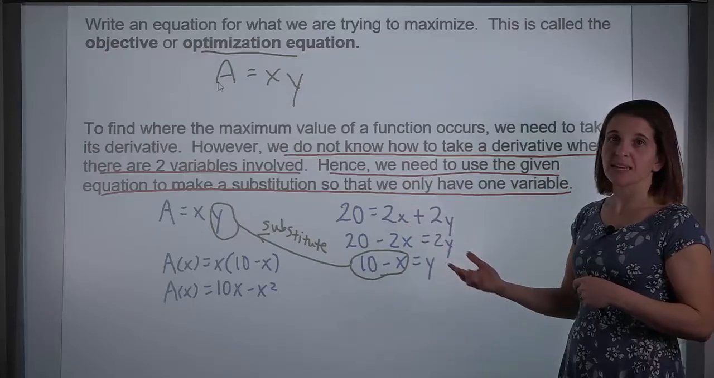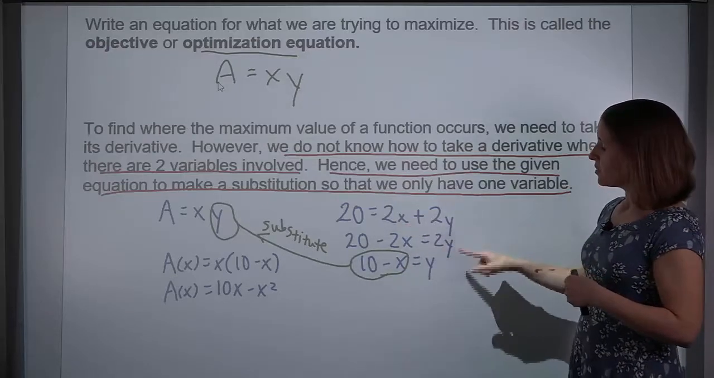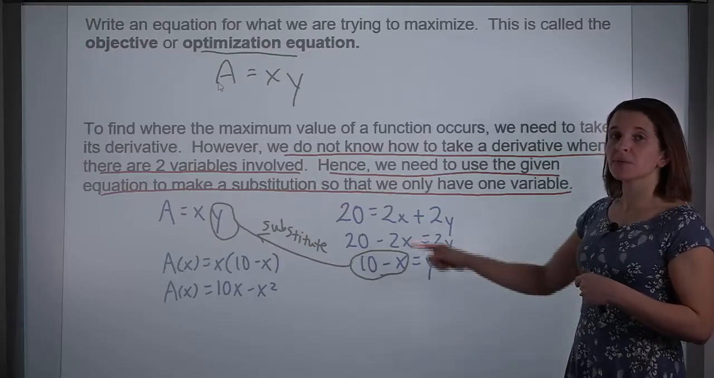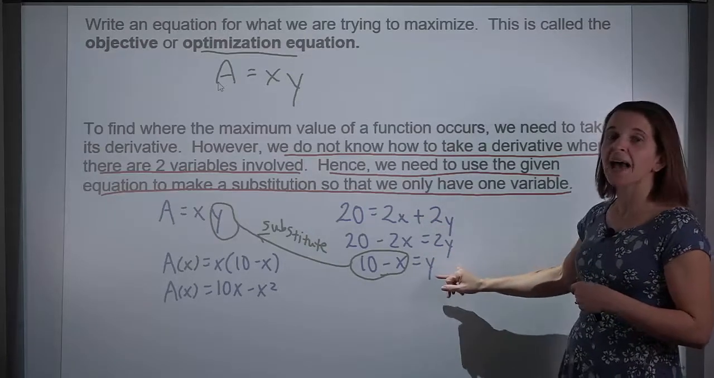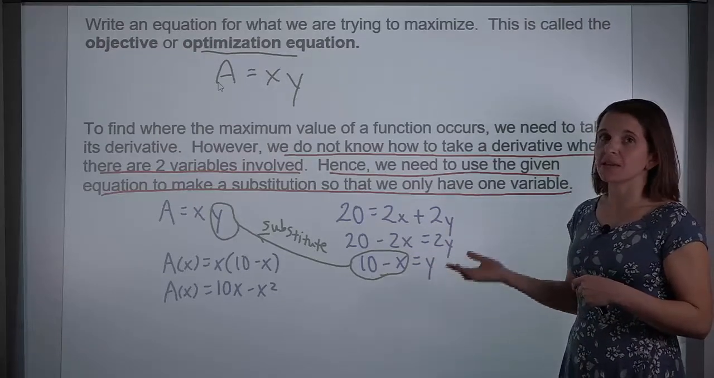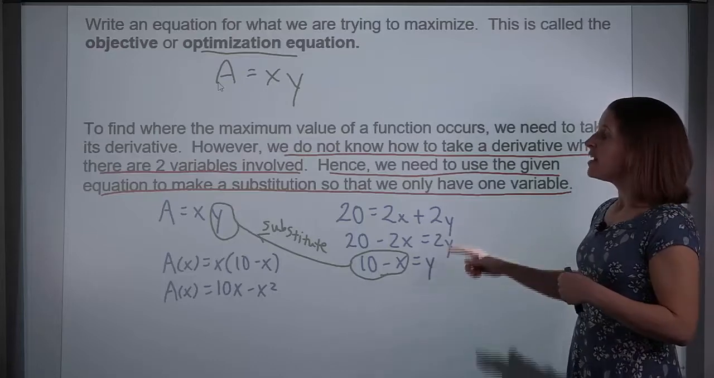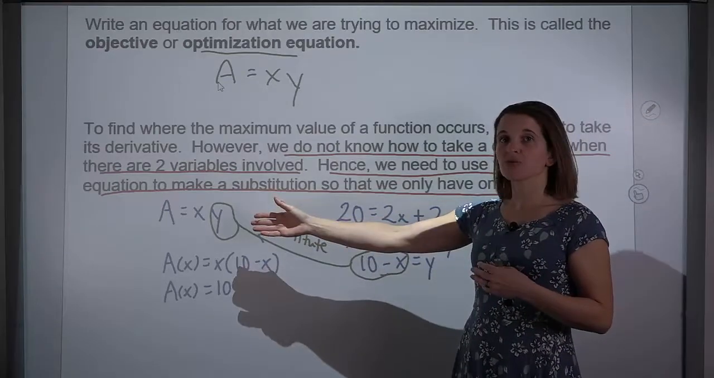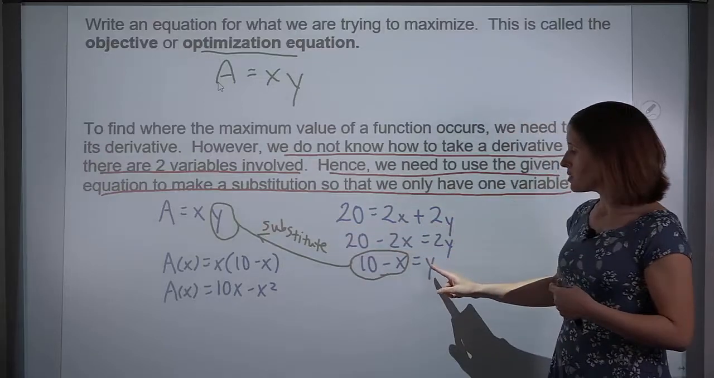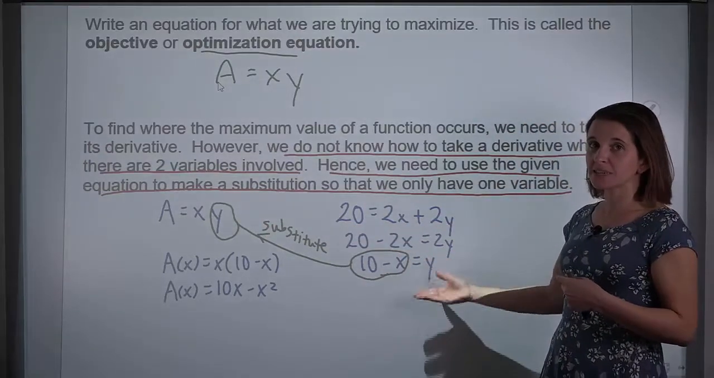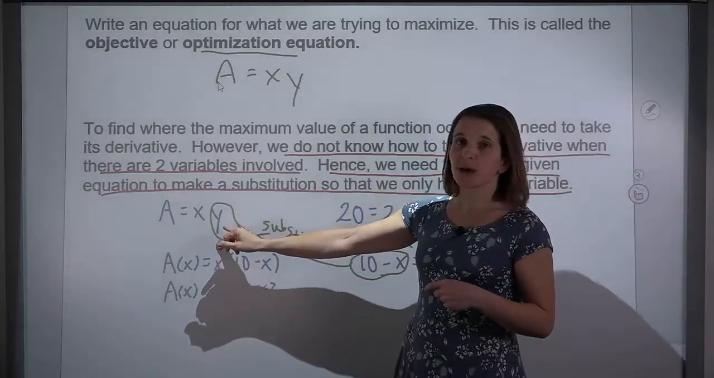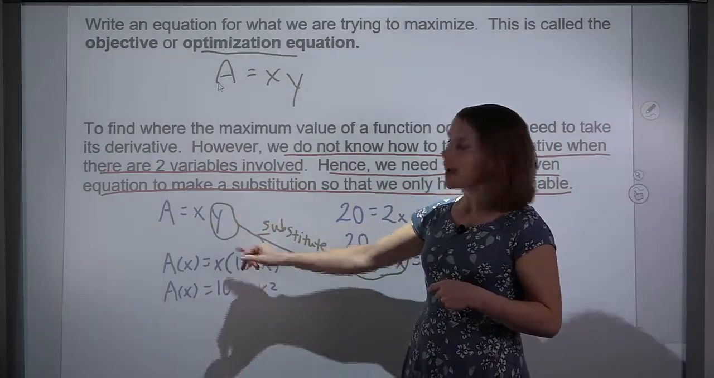So I take my constraint equation and solve it for one of its variables. Solving for a variable means getting it by itself on one side. So I get the y by itself on one side, and then I'm going to substitute. If y has to be 10 minus x, given my constraint of only having 20 feet of fencing, then that has to be true in this area equation that I'm writing about the same situation. So I can replace y with 10 minus x, and that's exactly what a substitution is.